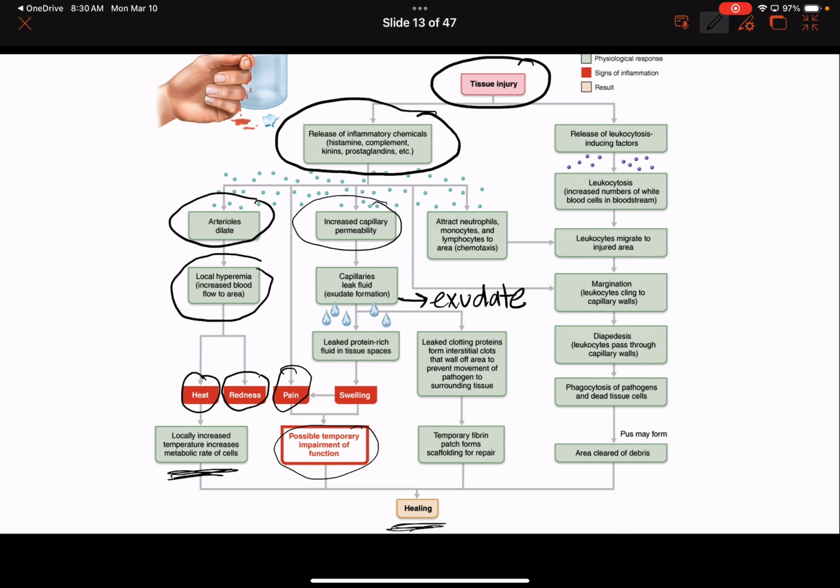And so this is going to be leaked protein-rich fluid, this exudate here. That's going to cause swelling. The swelling could also cause immobility. The more that a part of the body is swollen, the less you're able to move it around freely. But again, that immobility is going to help lead to healing.